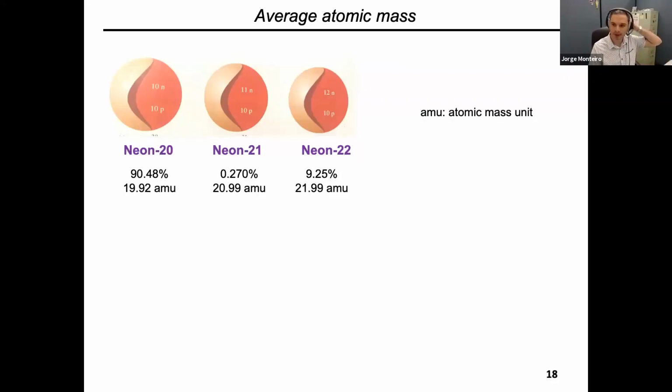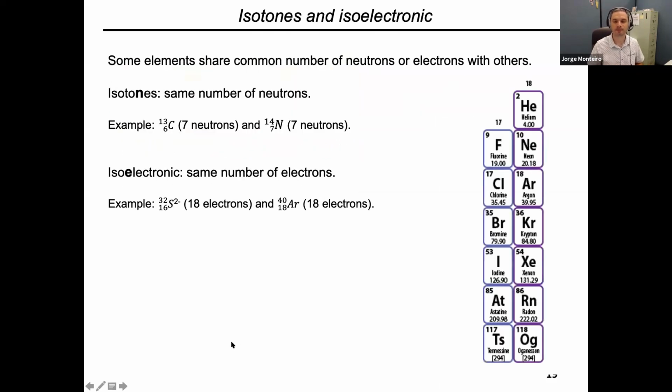All right, let's go back to the PowerPoint. Okay, very good. So now we know the concept of average atomic mass, and attention again, average atomic mass and mass number are two completely different things. Okay, be careful on that. And to finish things up here, let's talk about isotones and isoelectronic elements.